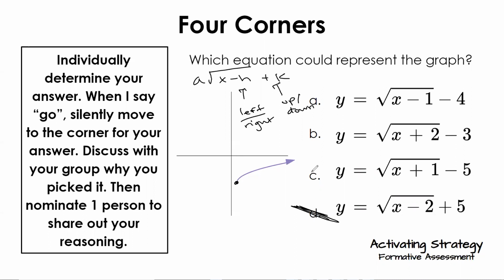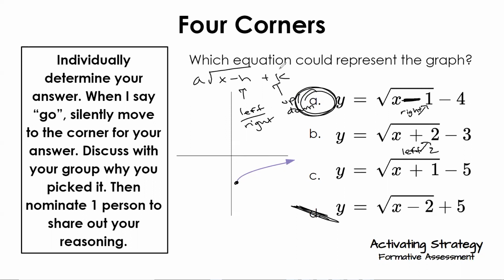Now we want to look at our H values. Underneath the radical, remember, it's going to be opposite. So if I have a negative one underneath the radical, this is actually saying right one. Underneath the radical, this is saying left two. Let me try this again. Since it says negative underneath the radical, this is moving to the right one. Which one of these equations has the graph to the right? A.